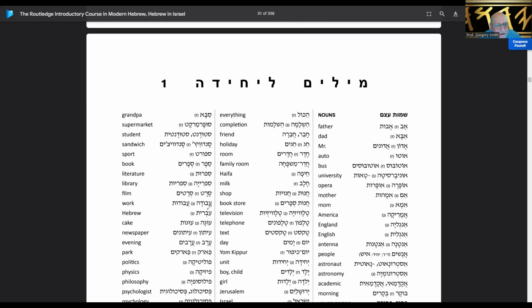All right, so let's see here. We've got the cake one, the newspaper, the evening, the park, politics, physics. Look at this one here. Filosofia, philosophy. That's feminine. Psichologia, I think it's psychology.